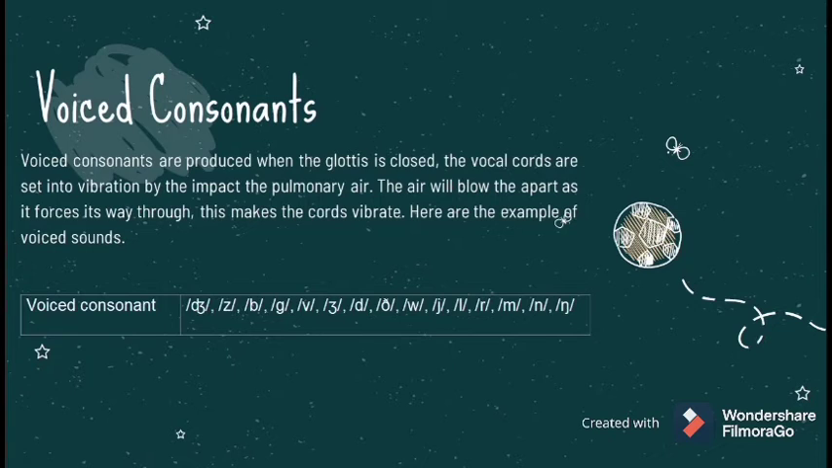The first is voiced sound consonants. Voiced consonants are produced when the glottis is closed. The vocal cords are set into vibration by the impact of the pulmonary air. The air will blow the cords apart as it forces its way through. This makes the cords vibrate. Here are examples of voiced sounds, so let's check them.